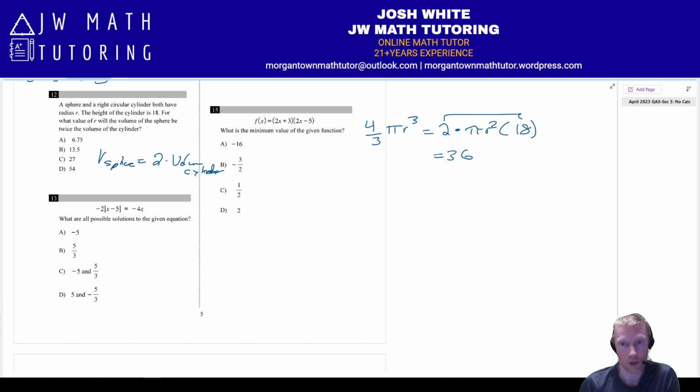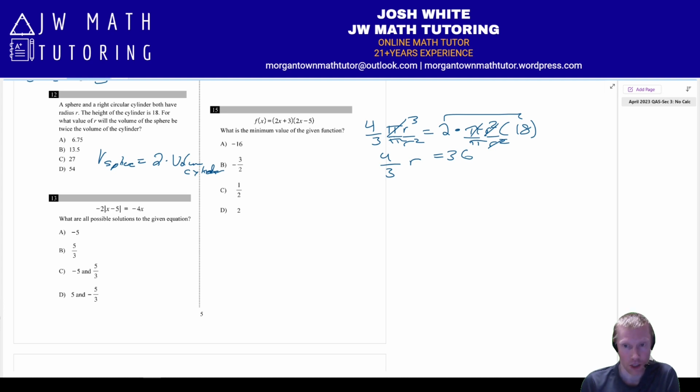Also, notice what I can do is I can cancel out the pi's because you could just divide both sides by pi, and they would cancel out on both sides. And here's one more thing we can do for simplification. We can divide both sides by r squared, even though it's a variable. On the right side, that is going to just completely eliminate it, and all we have left is 36. On the left side, we've got 4/3 r.